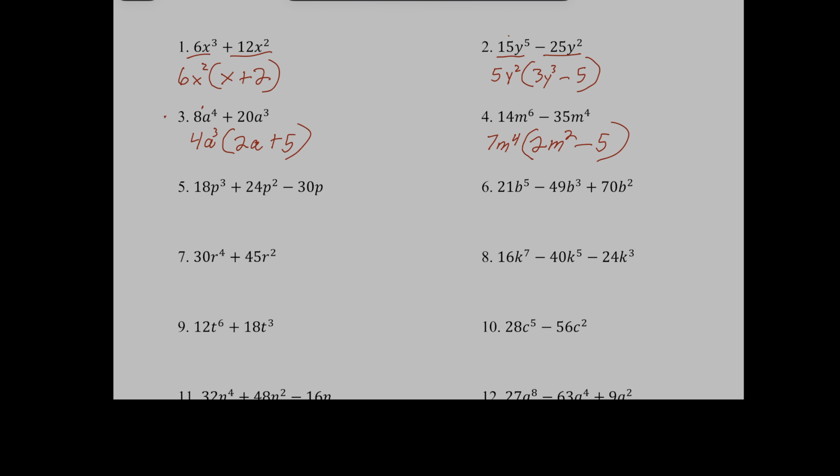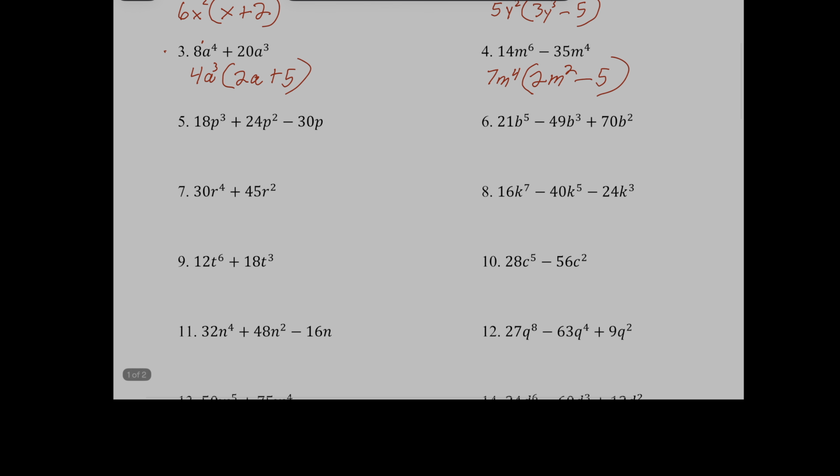Okay, let's go nice and slowly. Number 5. 18, 24, and 30. I hope you see that a 6 will go into all 3 of those. So I'm going to pull out a 6, but now I'm going to look at my letters. p cubed, p squared, p to the 1st. Well, the most I can pull out is 1. I can't pull out more than what's already there. So that's the most that's going to be common.